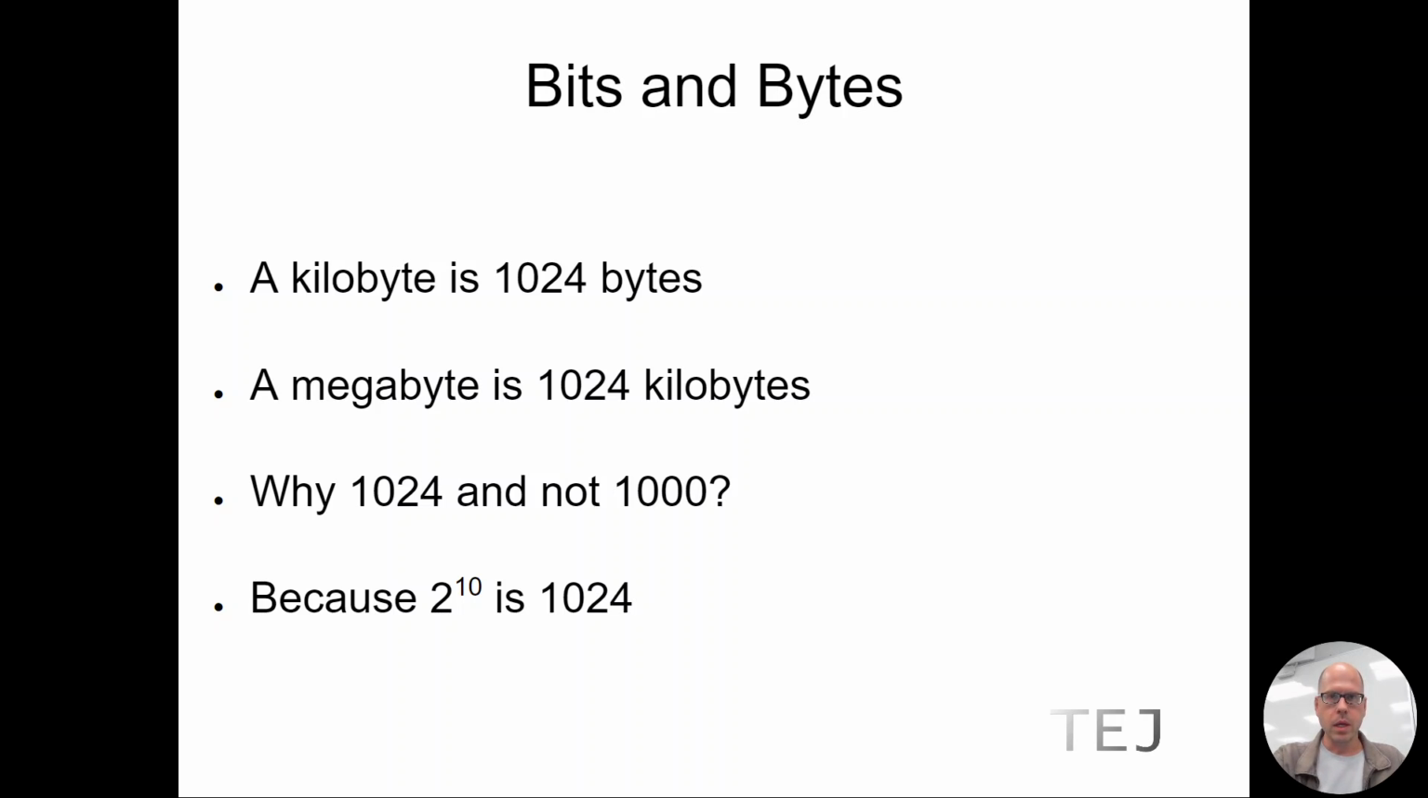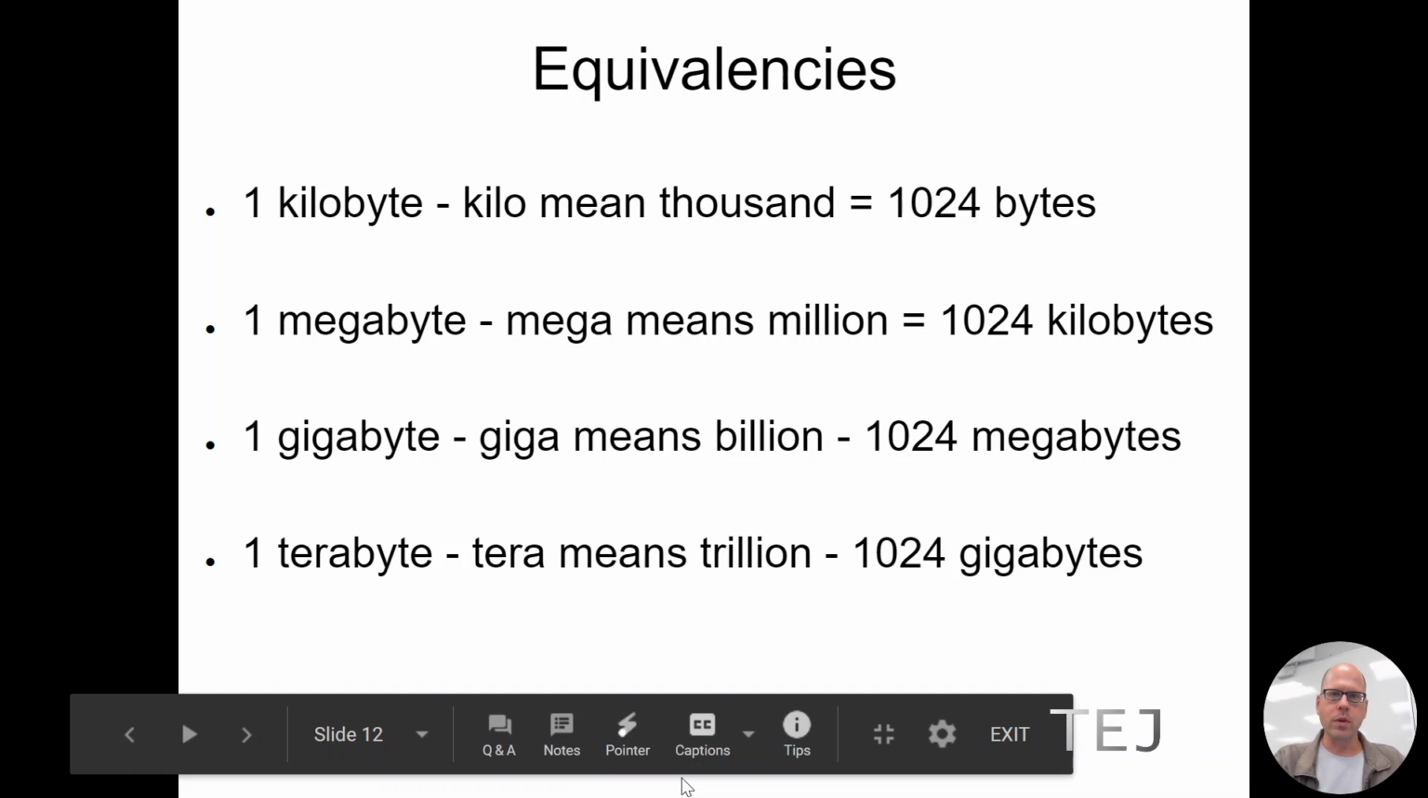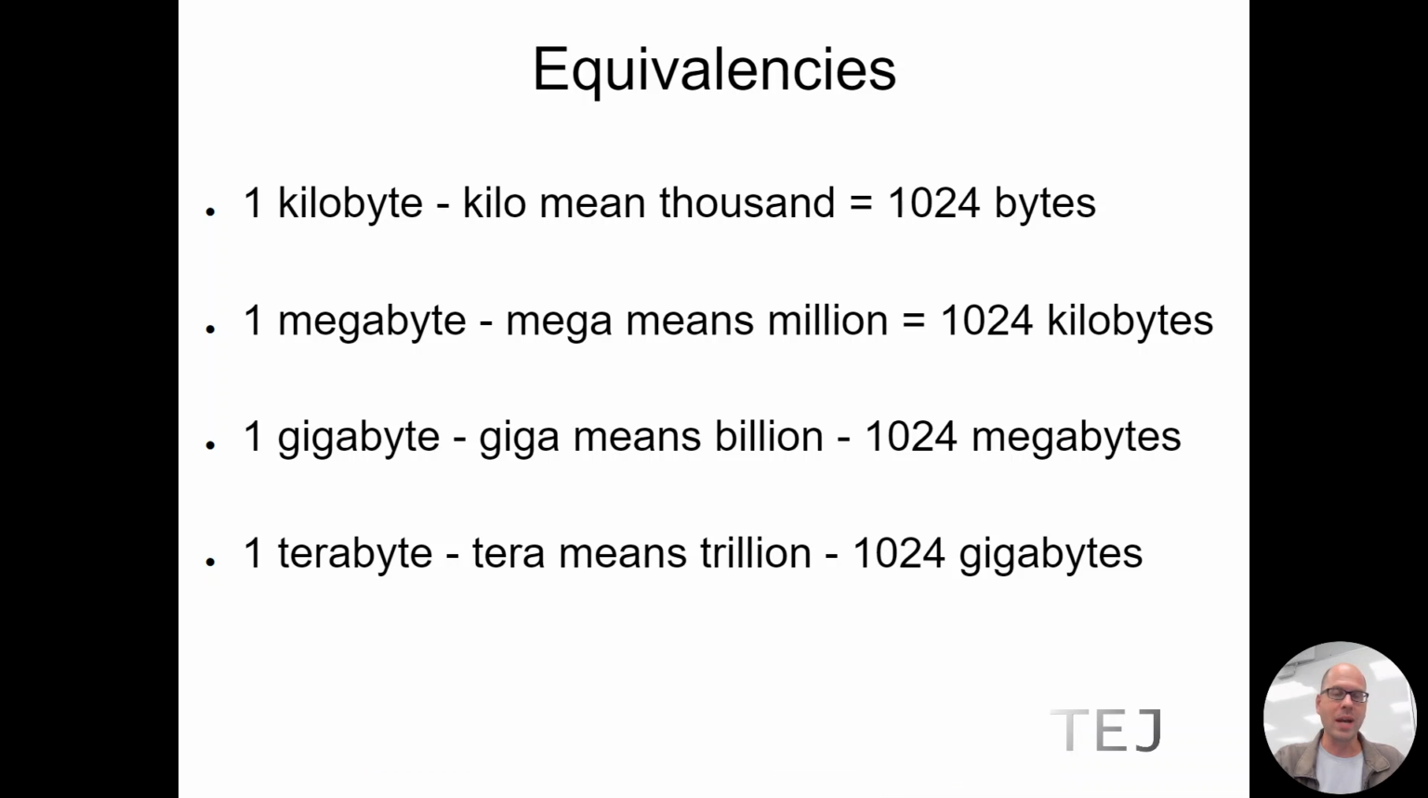Okay, so let's see here, we've got some equivalencies. You can pause this and look at it, and I'm going to recommend you do. I could read it out. Kilobyte, kilo means 1,000, megabyte, mega means million, gigabyte, giga means billion, and terabyte, tera means trillion.